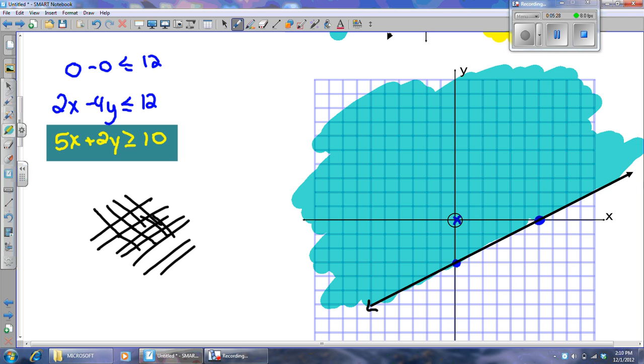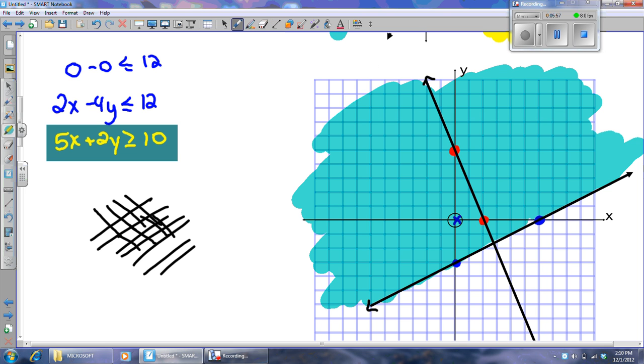All right, the other equation looks like it's going to have an x-intercept of 2 and a y-intercept of 5: 1, 2, 3, 4, 5. It's going to be a solid line, yes. So I'm going to go up 5 and back 2. Get a nice long line like that.